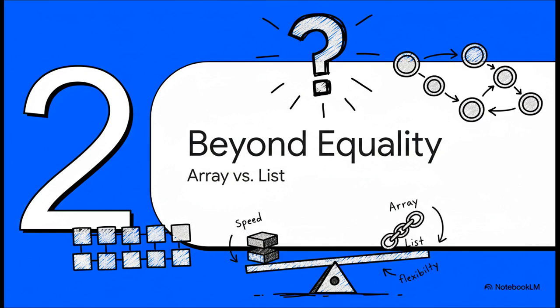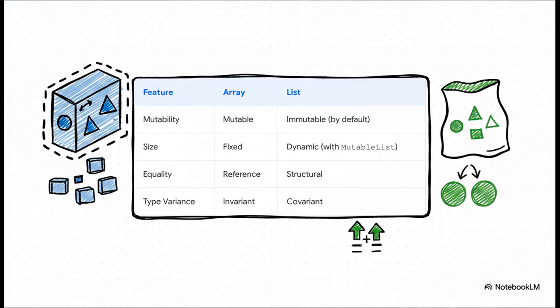All right, so mystery solved on the equality front, but honestly, that's just the tip of the iceberg. The choice between an array and a list goes way deeper and involves some other really important trade-offs. This table lays it all out pretty clearly. An array is mutable, meaning you can change the elements inside it, but its size is fixed forever. A Kotlin list, on the other hand, is immutable by default, which is awesome for safety, and it uses that nice, predictable structural equality. The other big things are, of course, size and that more advanced topic of type variance.